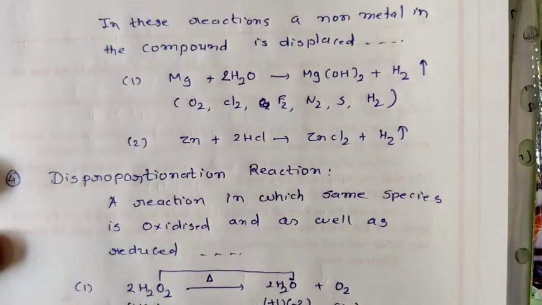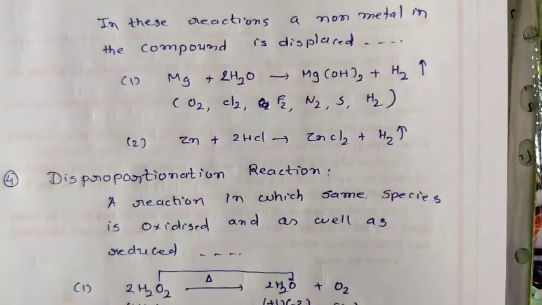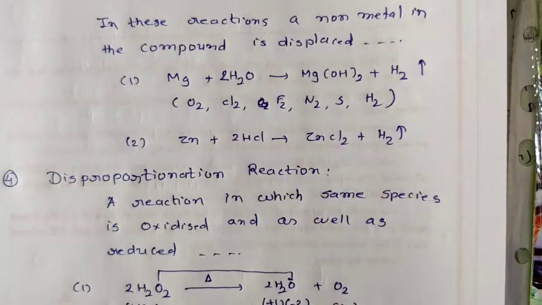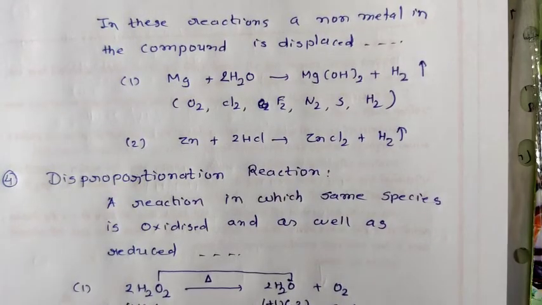Minus 1 to minus 2 is a decrease in oxidation number of oxygen, so it is a reduction process. While on the other side minus 1 to 0 is an increase in oxidation number of oxygen, so this is oxidation. So when the same species is oxidized as well as reduced, it is called disproportionation reaction. It is a special type of redox reaction. This is a very important example about this important point. We have another example also.